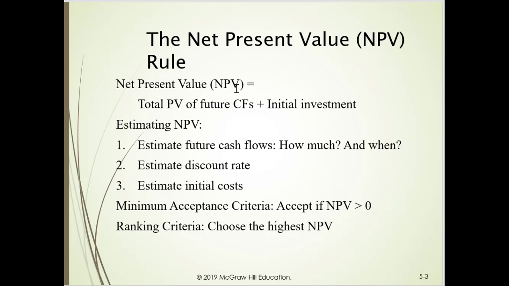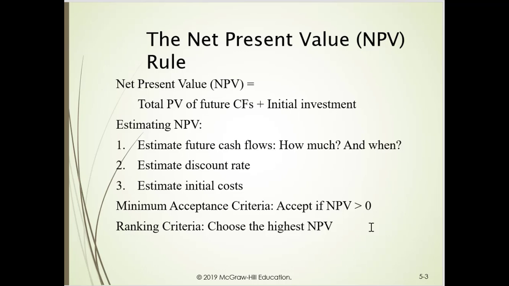So the net present value rule is really just the total present value of future cash flows plus the initial investment. Now, of course, the initial investment is always going to be a negative number. We're going to estimate future cash flows, estimate the discount rate, and of course, we have to estimate the initial costs of a particular project. Now, the rule, the minimum acceptance criterion, is you accept the project if the net present value is greater than 0. If you're ranking projects, you rank them by highest to lowest net present value.